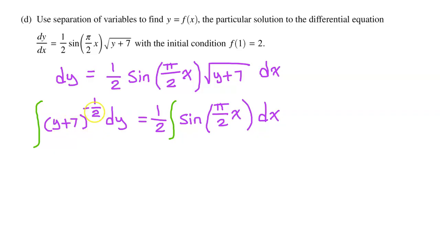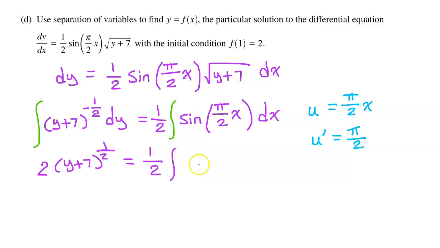So using the power rule for integration, I'm going to add 1 to this exponent, and I get y plus 7 to the positive 1/2 power. Then I divide by the new exponent. Dividing by 1/2 is the same as multiplying by 2. We will save the constant of integration for the right-hand side.